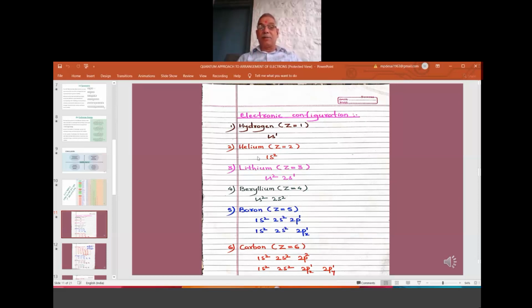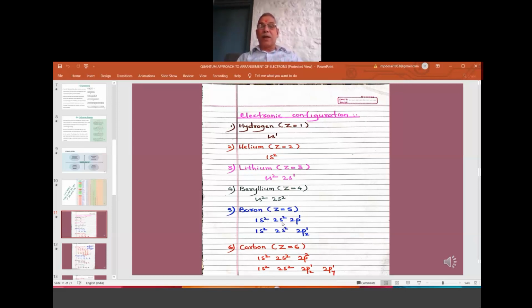Second, helium, atomic number 2, 2 electrons. Both electrons will go in the 1s orbital with opposite spin. Lithium, atomic number 3, 3 electrons. The first least energy state is 1s, so 2 electrons in the 1s, then the third electron in the 2s. So it is 1s2, 2s1, totally 3 electrons. However many electrons there are, we have to accommodate that many from the nucleus onwards. Fourth, beryllium, 4, 1s2, 2s2. Boron, 5, 1s2, 2s2.